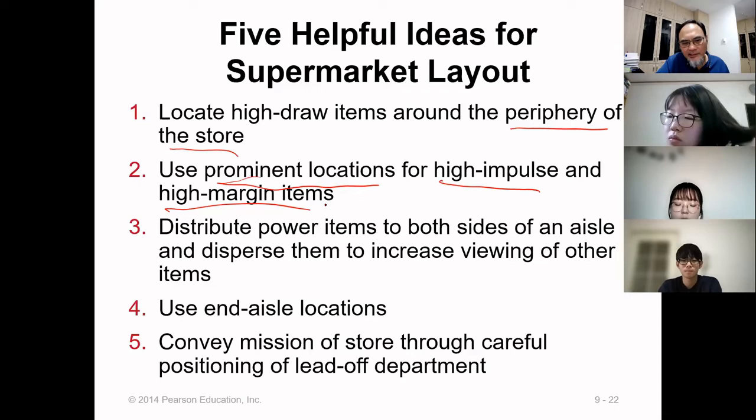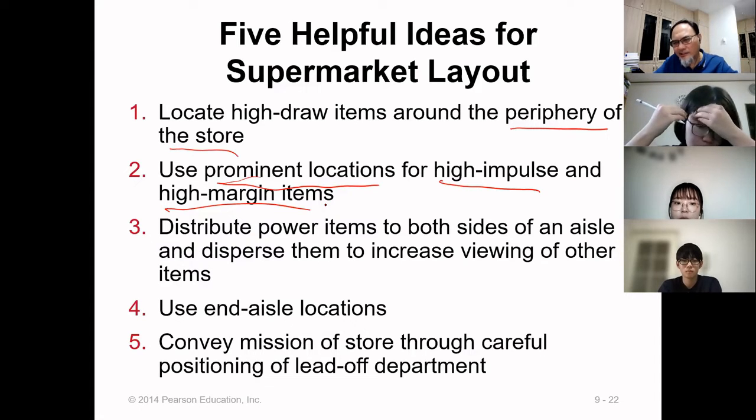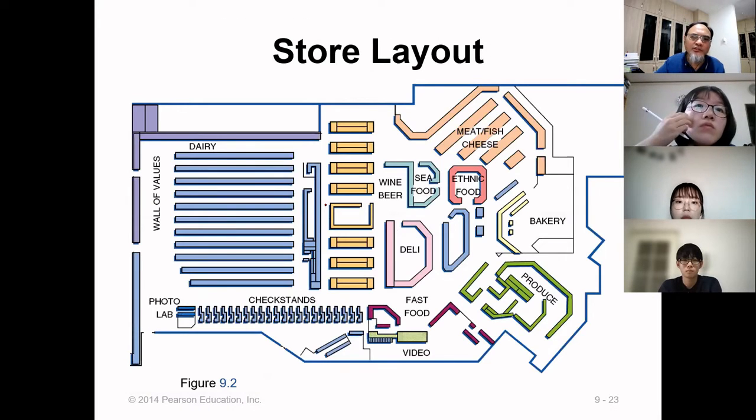The other concept is to distribute power items to aisles and use an aisle location. So there is a way of locating supermarket products, and it's quite common. You go inside the supermarket. The first area is the vegetables and the fruits area, and then you go to the next area, the bakery, and so on. It's very established. So this is a store layout, a typical supermarket layout. Where is the entrance? I cannot see the entrance. There is no entrance. Do you know where the entrance is?